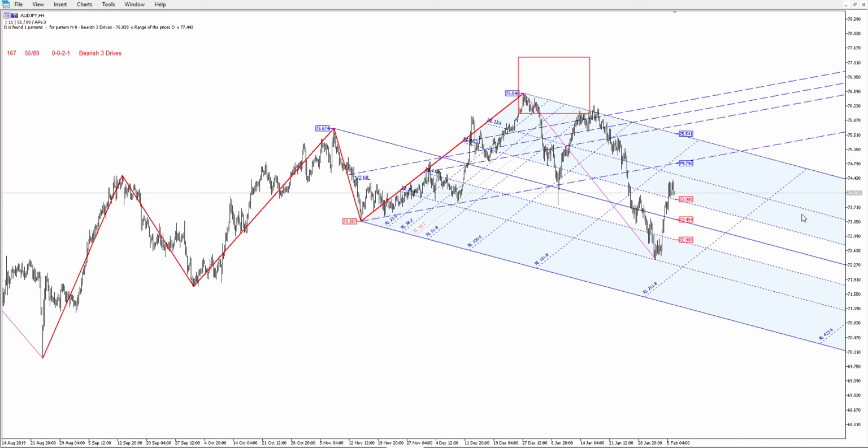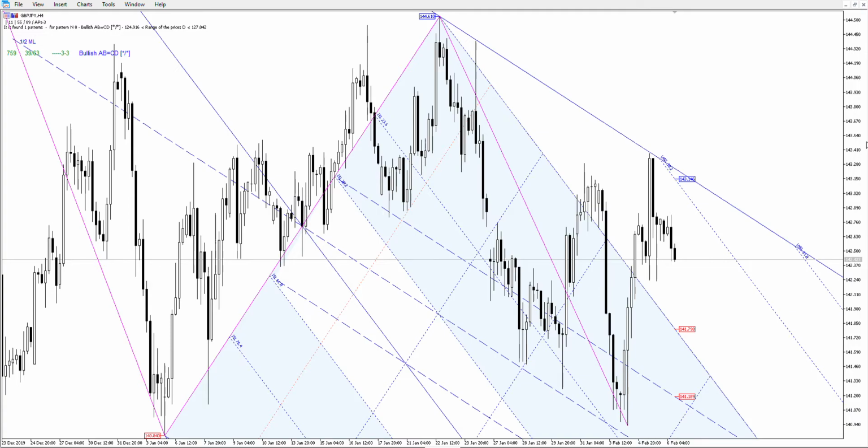Descending channel and a bearish sequence. And a lot of this is to do with the risk on, risk off mood. So it depends what stocks do and whether or not we get more coronavirus outbreaks and stuff. And last but not least, the pound yen. So let's zoom out on that.